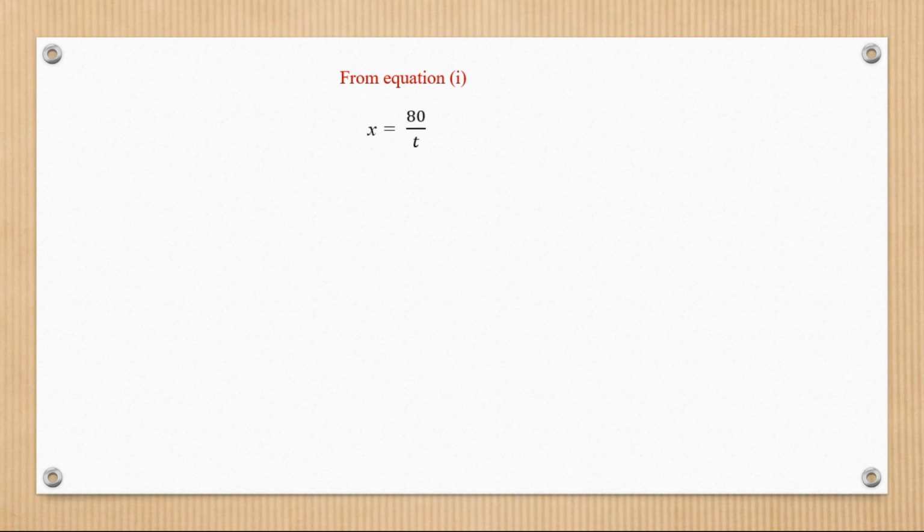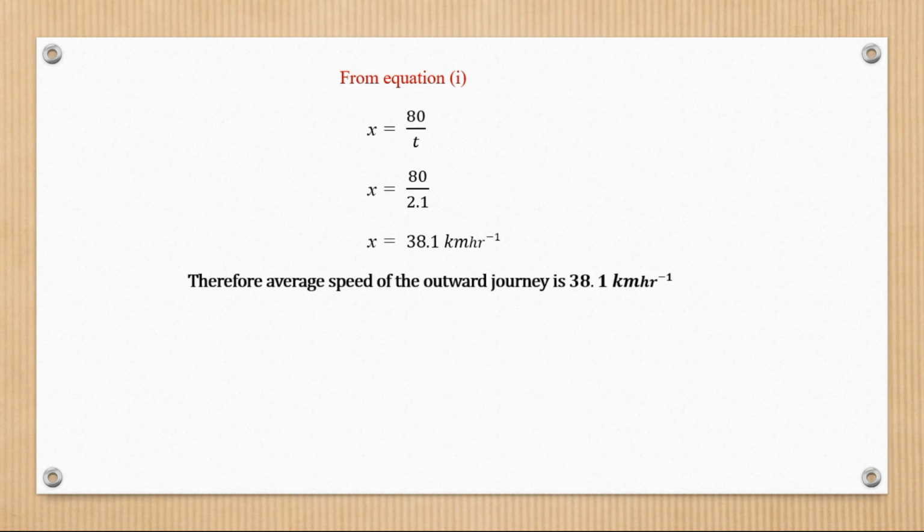So from equation 1, we can now clearly find the unknown. So now we can find out what that x value is, what the average speed on that outward journey is equal to, and that is what was being asked for in the question. So now we can find the value of x. So x shall be 80 over 2.1, of which x shall be equal to 38.1 kilometers per hour. And therefore the average speed of the outward journey is 38.1 kilometers per hour.